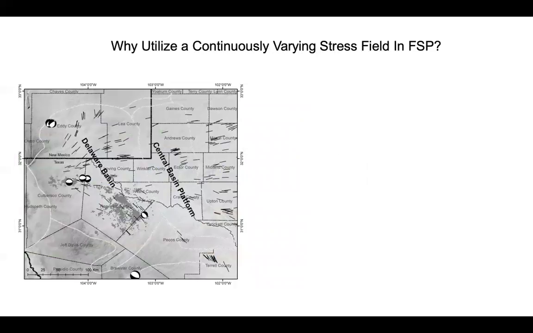Now, what's so important and why do we need to improve the code? So here on the left, you can see the example of the Delaware Basin. And what you can see here is that in the north part of the basin, the SHmax orientation is mainly north-south. In the middle, it turns to east-west, and then down in the southern part of the basin, it becomes west-southeast.